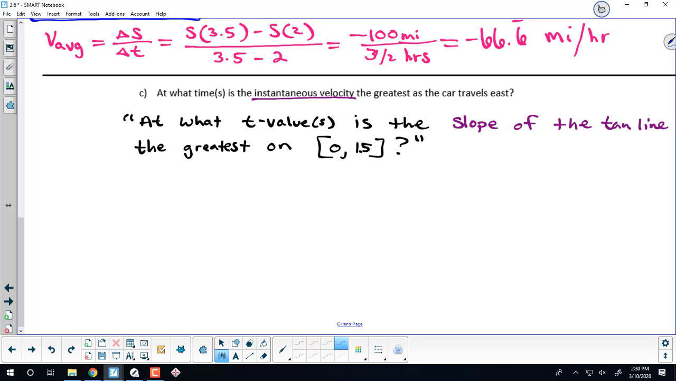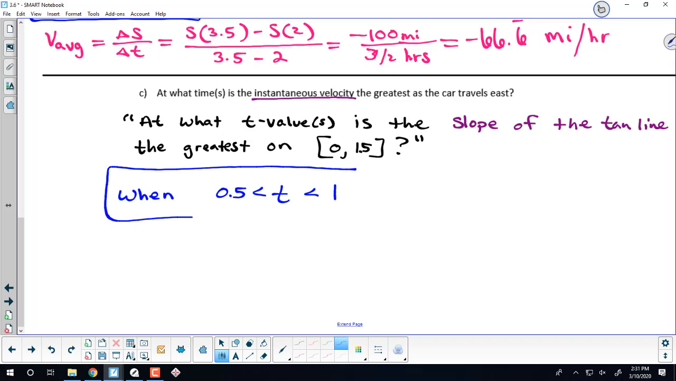To say that the instantaneous velocity is the greatest when t is in between 1 and 1 1/2. Can't really identify exactly where, but we can sort of get close. So that could be at like 0.6 hours, it could be 0.75 hours, it could be 0.72 hours. But that's about as best as we can do.